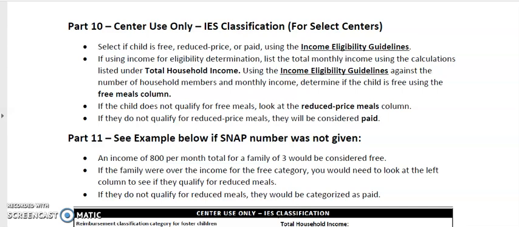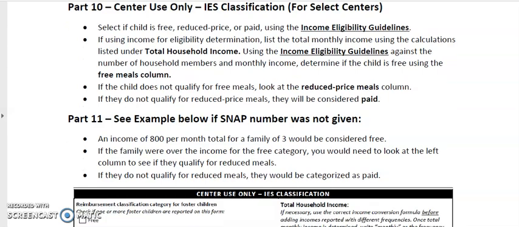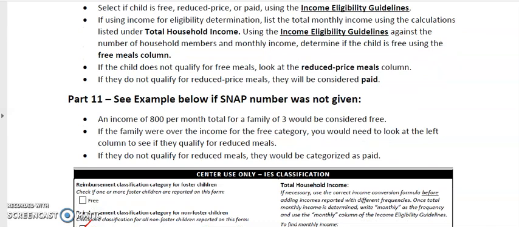We would list the total monthly income using the calculations listed under total household income. Using the income eligibility guidelines against the number of household members and monthly income, we would determine if the child is free using the free meals column. If the child does not qualify for free meals, you look at the reduced price meals column. And if they do not qualify for reduced price meals, they would be considered paid.